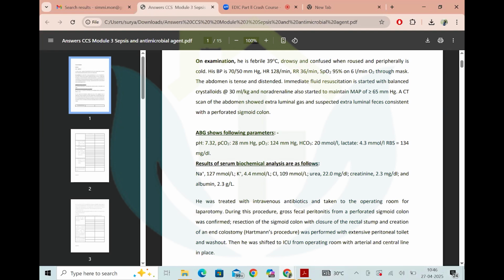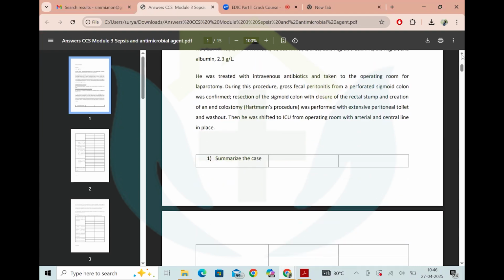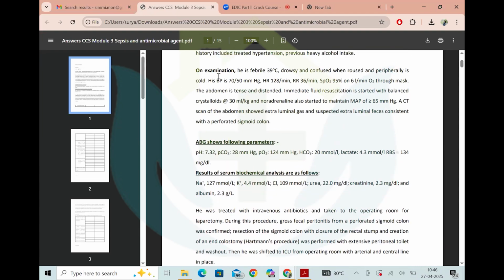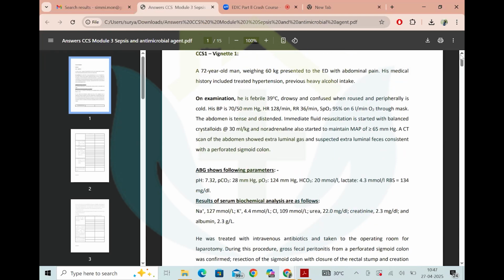Okay, so we'll go to the questions. Can anyone summarize the case for me, please? It's a simple case which you see daily. Yes, a 72-year-old gentleman with a background history of hypertension and alcohol abuse, who had come in with altered sensorium and in shock, who underwent laparotomy for probable bowel perforation. Correct.